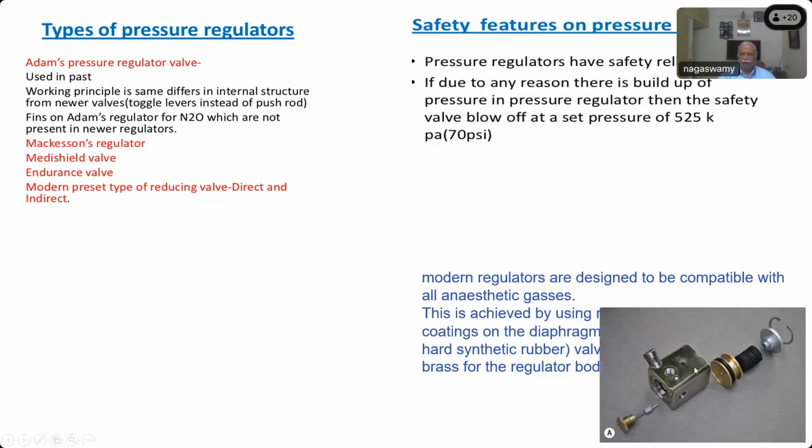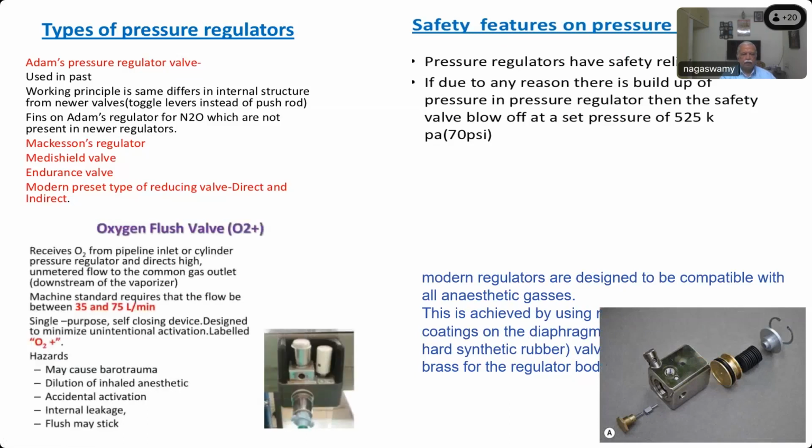These are the components. Coming to the oxygen flush, another question: as I told you, it will deliver gases at anywhere between 35 to 75 liters per minute. Its purpose is self-closing, and it is designed to minimize unintentional activation, and it is labeled as O2 plus.